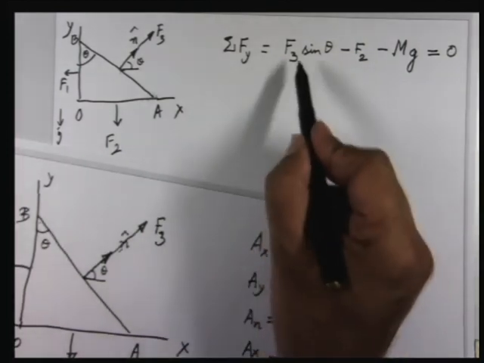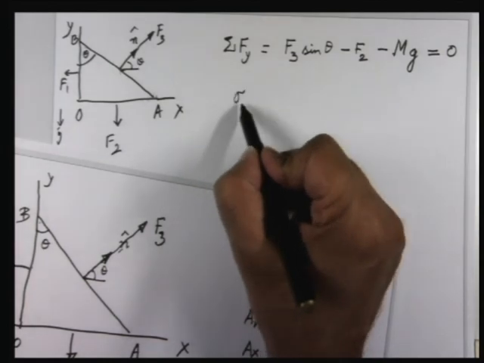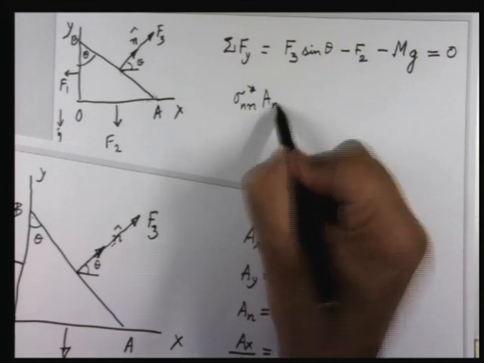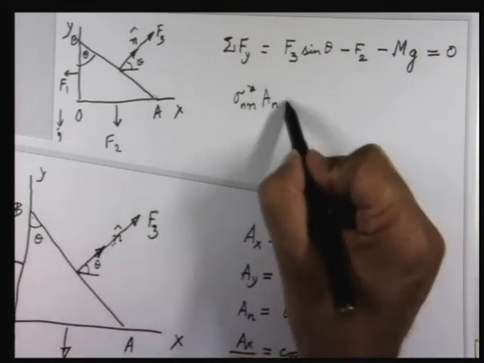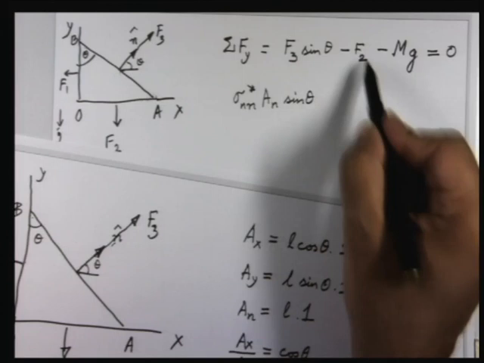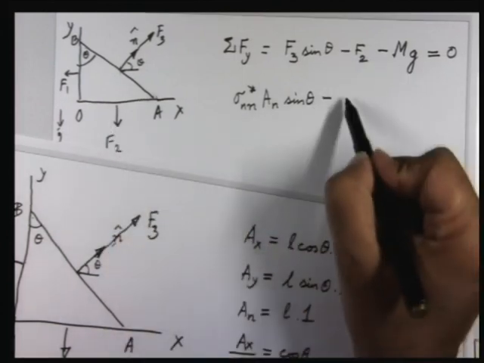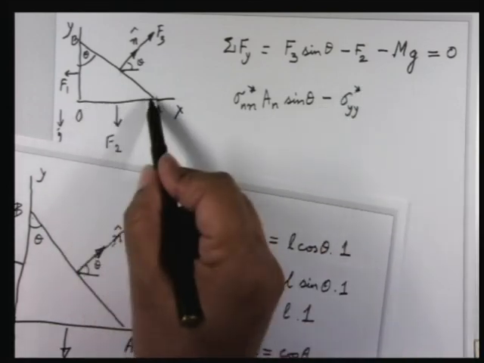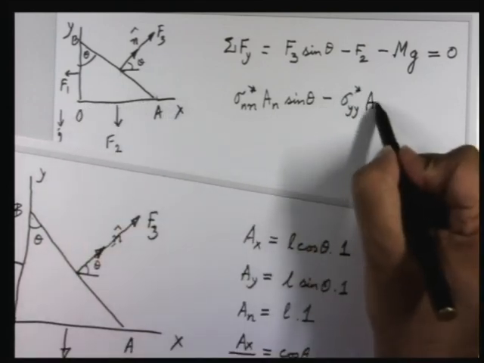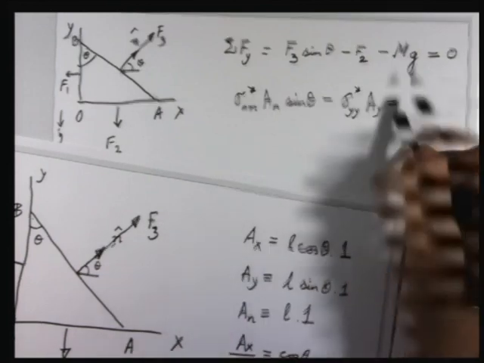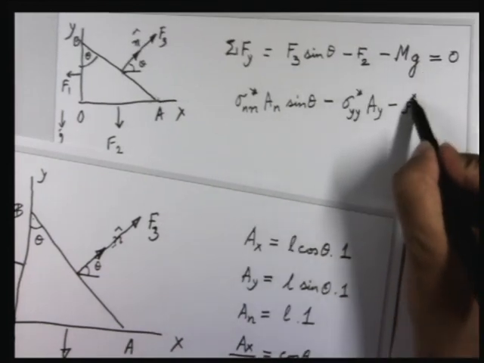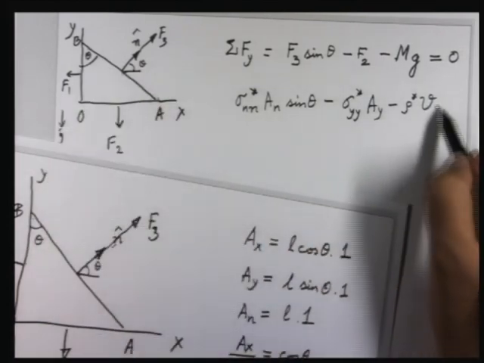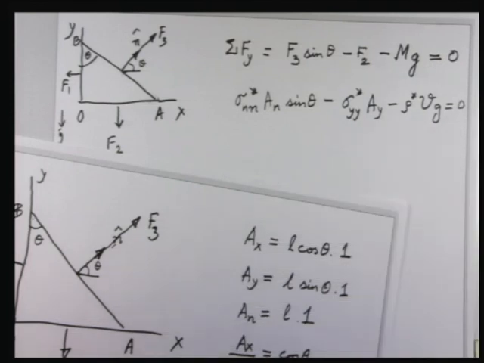Now again, F3 we wrote as sigma nn star, some average value, into an, and there is a sin theta coming here from this, minus this F2, which is sigma yy star, the average stress on this surface OA, into AY, minus this, I can write as the average density times the volume of this element into G, equal to 0.